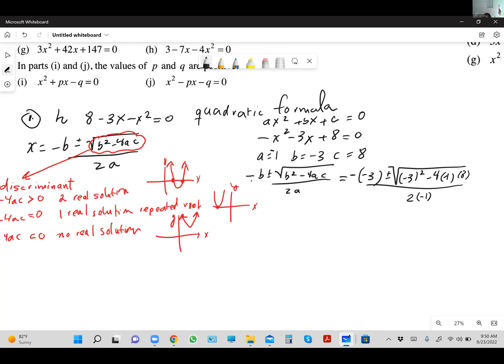Very careful with your signs. They make a difference. So -3 is +3 plus or minus the square root of 9, because -3 times -3 is 9. Then you have 8 times -1 is -8, and -8 times -4 is +32. So here we go, +32, all divided by -2. And so, what do we have? 3 plus or minus the square root of 41 divided by 2.